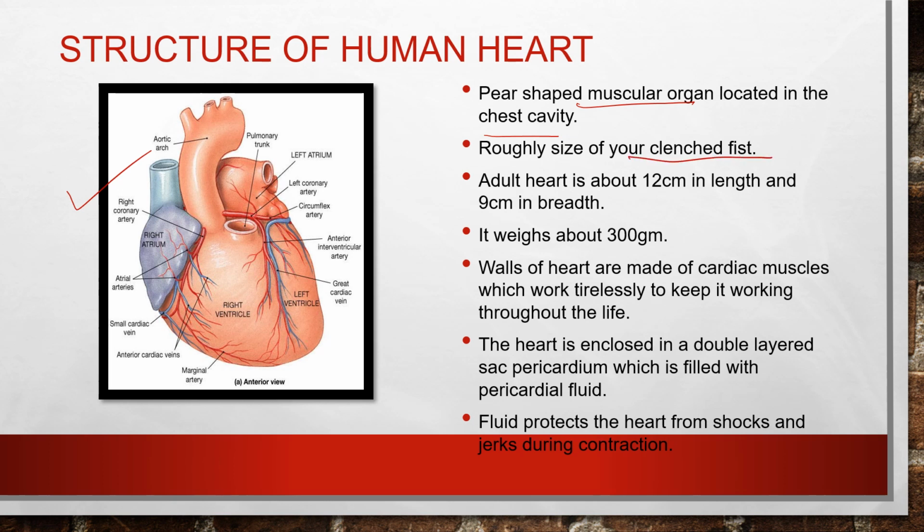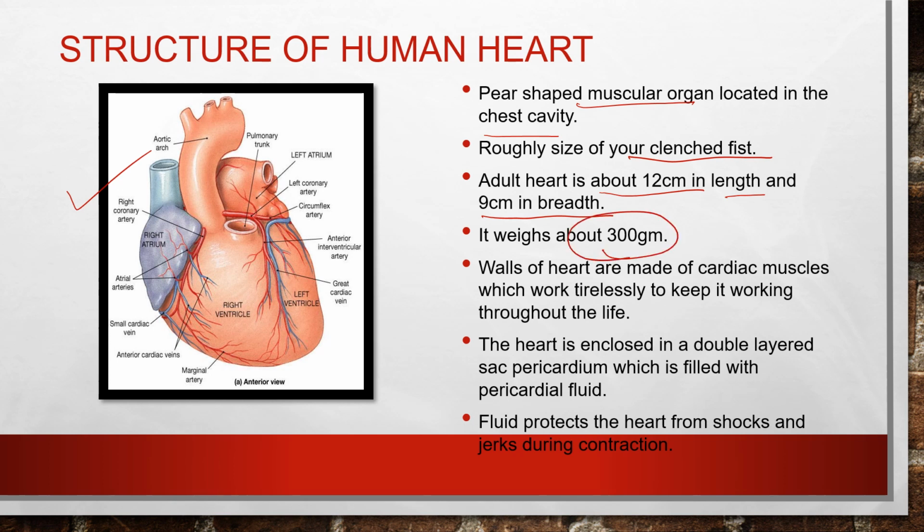Clenched fist means if you fold your fist, that much is the rough size of your heart. Check the size of your clenched fist, that is the size of your heart. Now an adult heart is 12 centimeters in length and 9 centimeters in breadth. And what is the weight of the heart? It will be 300 grams.